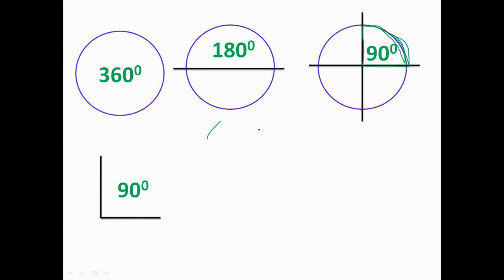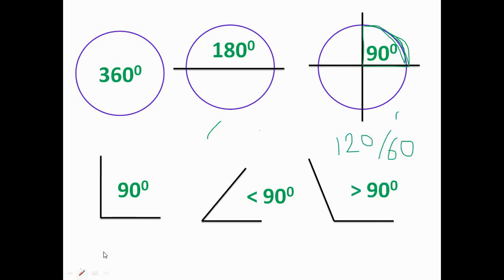If the angle is smaller than L, lesser than L, then we can say clearly the angle will be lesser than 90. If the L is large, fat, then we can say it will be greater than 90.